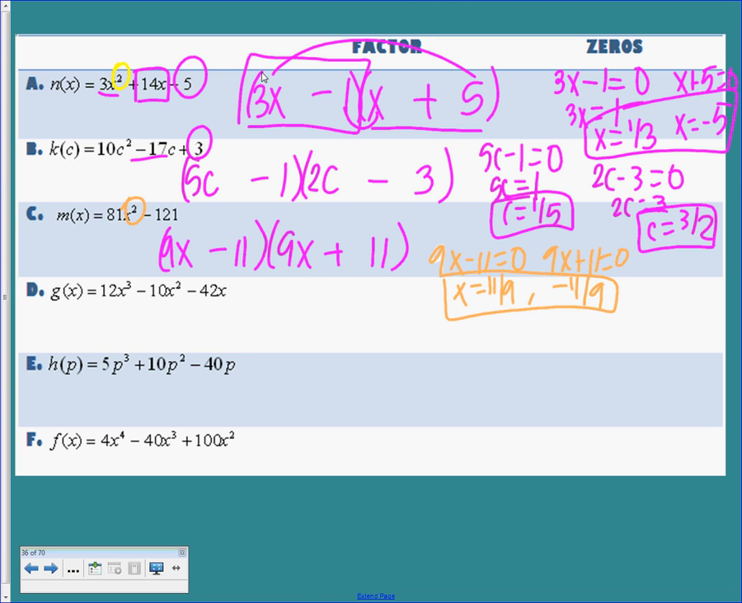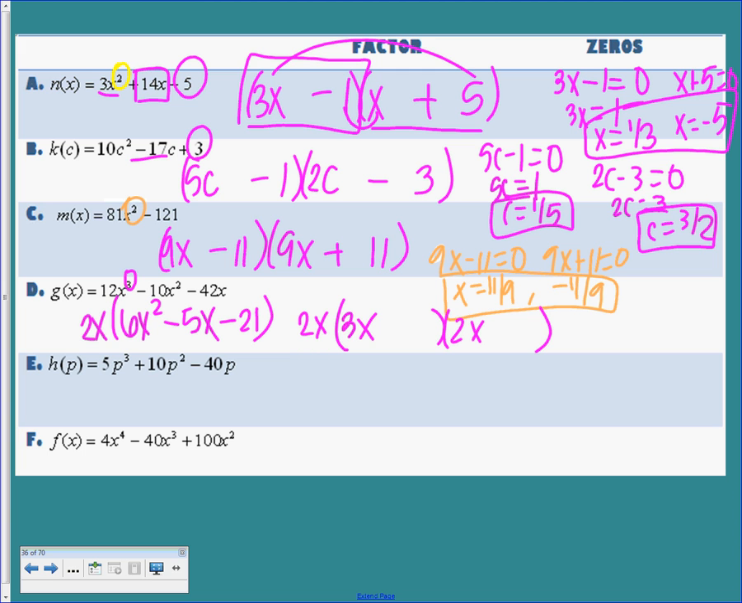Letter D, factoring. Let's see if you notice what is different about D. It's got an x to the third. So this time I should find 3 zeros, but hopefully you remember that you cannot factor with an x to the third. So I'm going to factor out a 2x first, leaving me with 6x squared minus 5x minus 21. And then I'll break that down again, leaving my 2x on the outside. So then I'll maybe use 3x and 2x here.